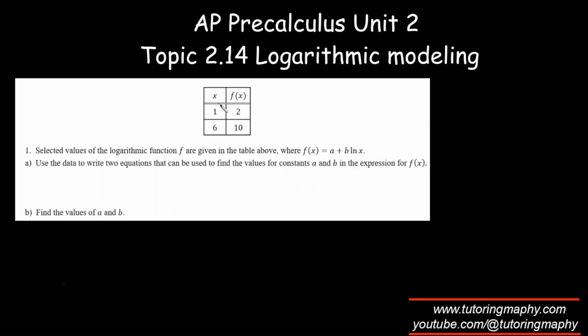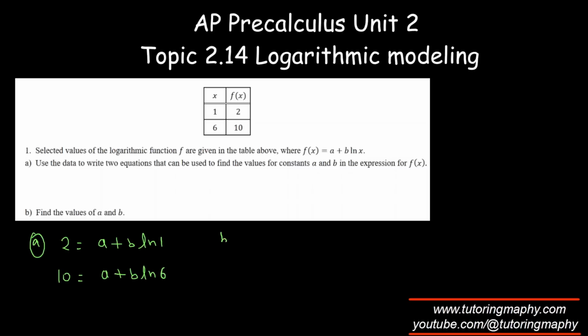Pretty straightforward. We are just going to replace x with 1, for example, and f(x) with 2 over here to get the two equations. So in A, that is going to look like f(x) is 2. So 2 is equal to a plus b ln 1. That's the first equation. And then 10 is equal to a plus b ln 6.